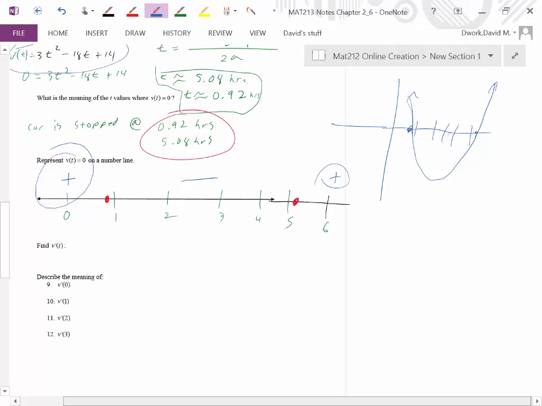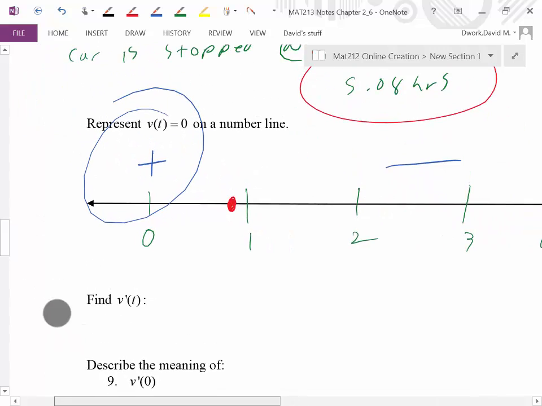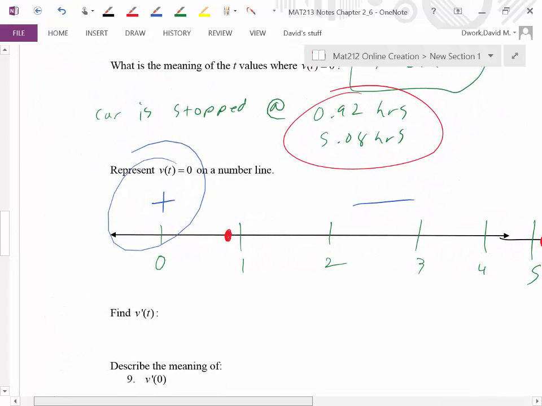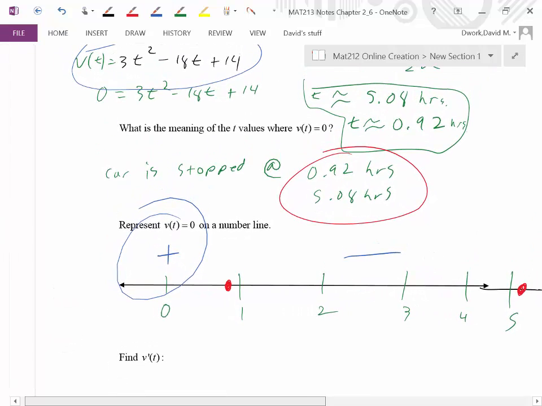And now let's keep going with this though, because we need to get to second derivatives. So right now what we're going to do is take the derivative of v prime, and then we're going to rinse and repeat. We're going to do the exact same thing we just did. So v is right up here. It's 3t² minus 18t plus 14.